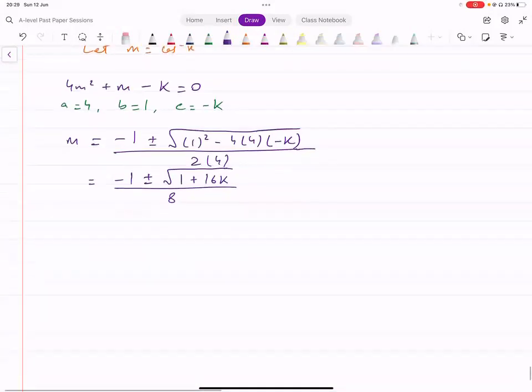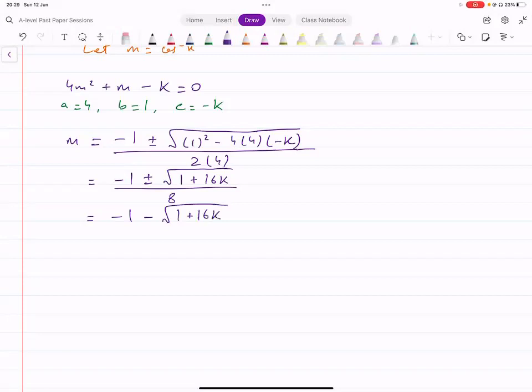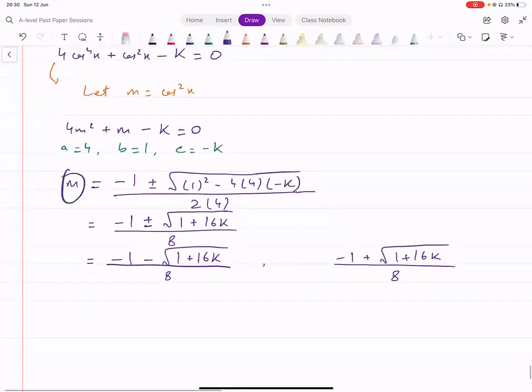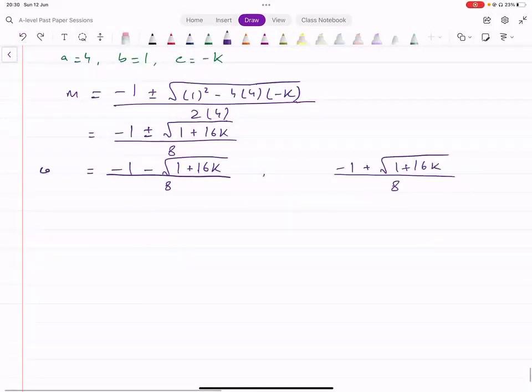So now there are two possibilities, and they are that m is either equal to -1 minus square root of 1 plus 16k divided by 8, or it's equal to -1 plus square root of 1 plus 16k divided by 8. These are the two possibilities that we've got. But now remember, what is m? M is cos square x. Let's put that back. So we say these are the two possible values of cos square x. Cos square is either equal to this or this.